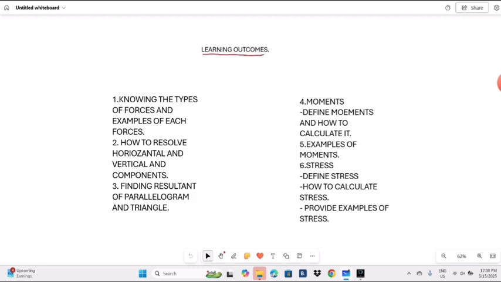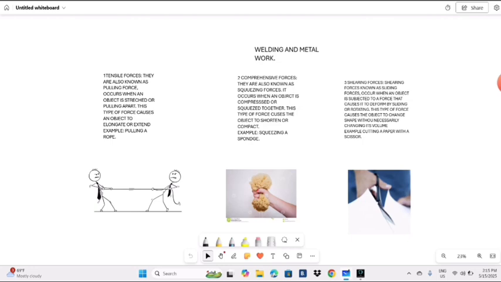After this session, we'll be able to resolve horizontal and vertical components. We'll be knowing the types of forces. We'll be knowing how to find resultants of parallelogram and a triangle, and we'll be able to define moments and how to calculate it, and we'll be able to define stress and how to calculate stress. To start, tensile forces.